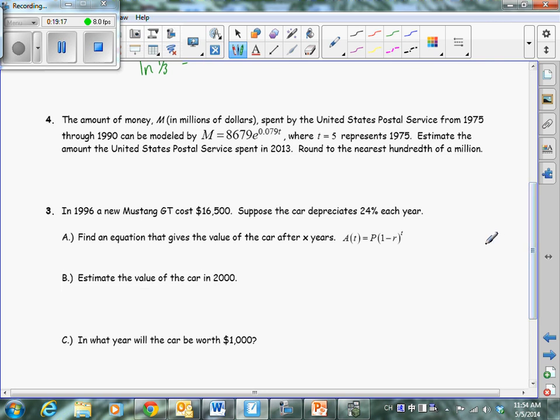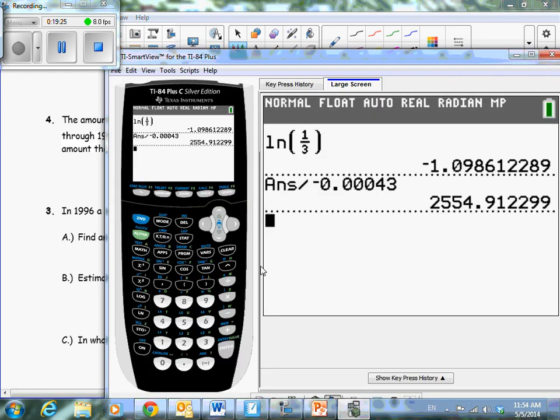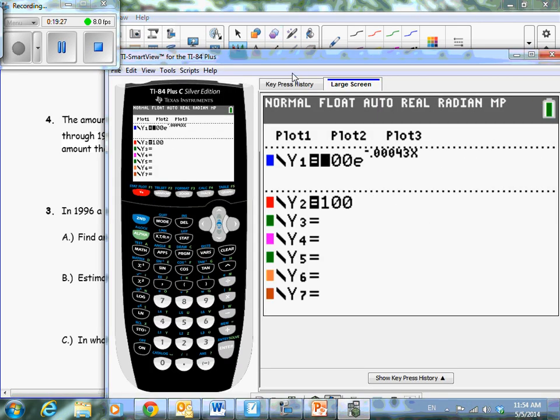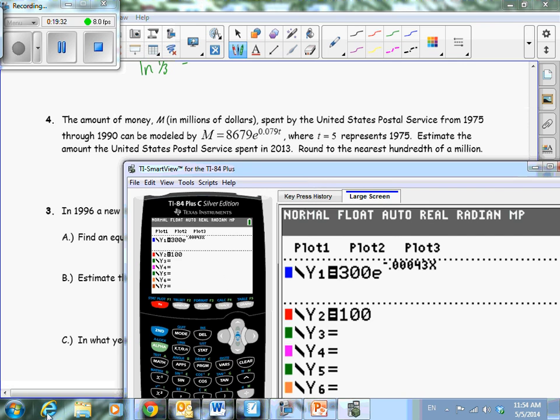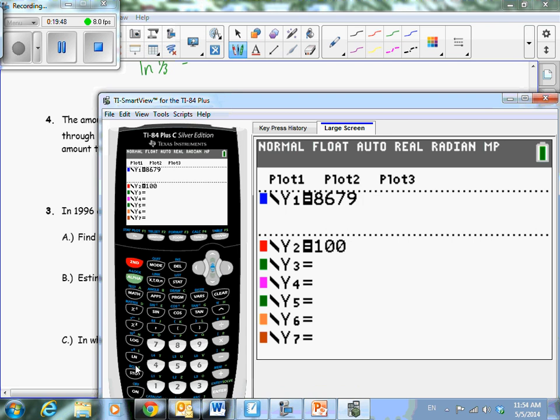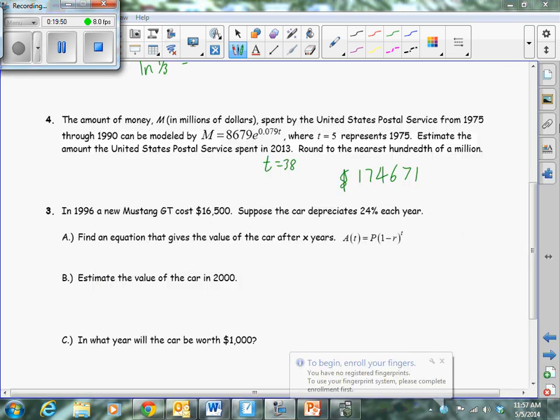All right, number 4, the amount of money. As soon as I see an equation, what comes to mind, put that on the Y equal. So let's go ahead and put that equation on the Y equal. That's 8, 6, 7, 9. I'll do the last one.